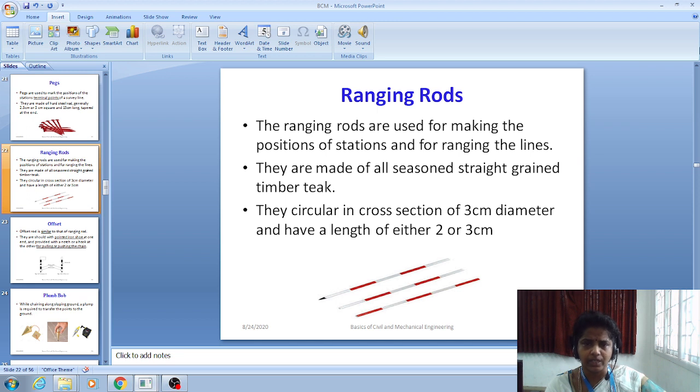Next we see the ranging rods. Ranging rods are used for marking the position of stations and for ranging the lines. They are made of well-seasoned straight-grained timber, teak, otherwise steel is also used. The ranging rod is circular in cross section, 3 centimeter in diameter, and its length is either 2 or 3 meters.